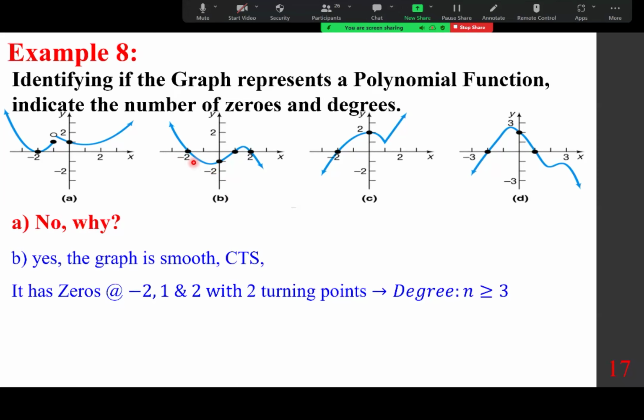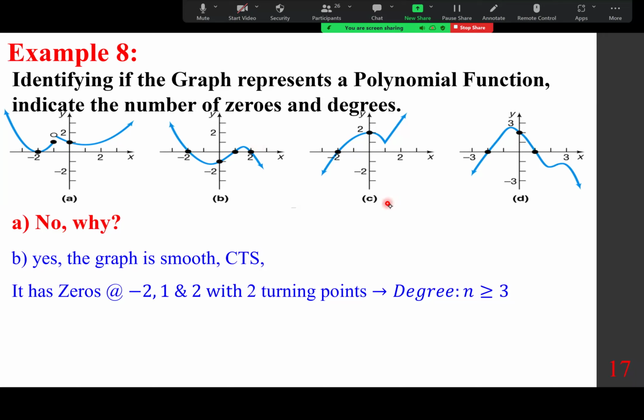With 2 turning points. This is 1 turning point. Turning points refer to max and min in essence. So we have 2 of them. And the degree must be larger than the number of turning points by at least 1. So n is greater than or equal to 3. By the way, as you can see, all of those x-intercepts have an odd multiplicity because it crosses here, it crosses here, it crosses here.